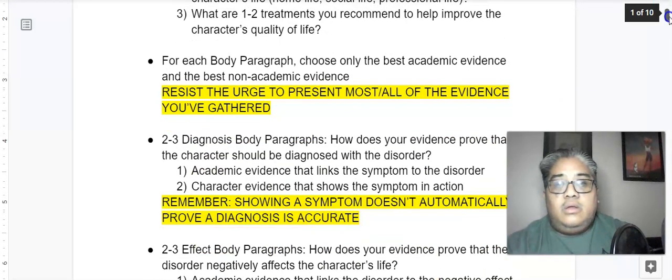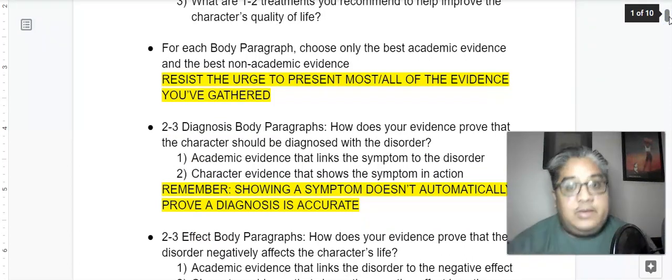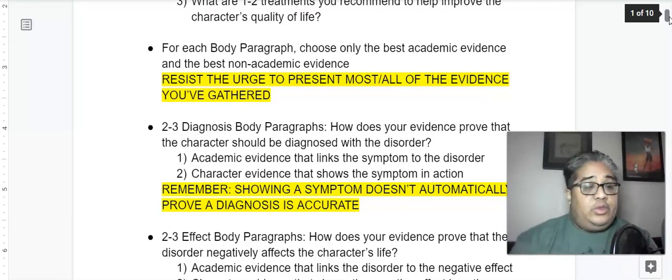For each body paragraph in your research paper outline, there are going to be 3 things that I want to see. And altogether, your outlines for your body paragraphs will be worth 75 points for the outline assignment. So for each body paragraph, there are 3 things I want to see.